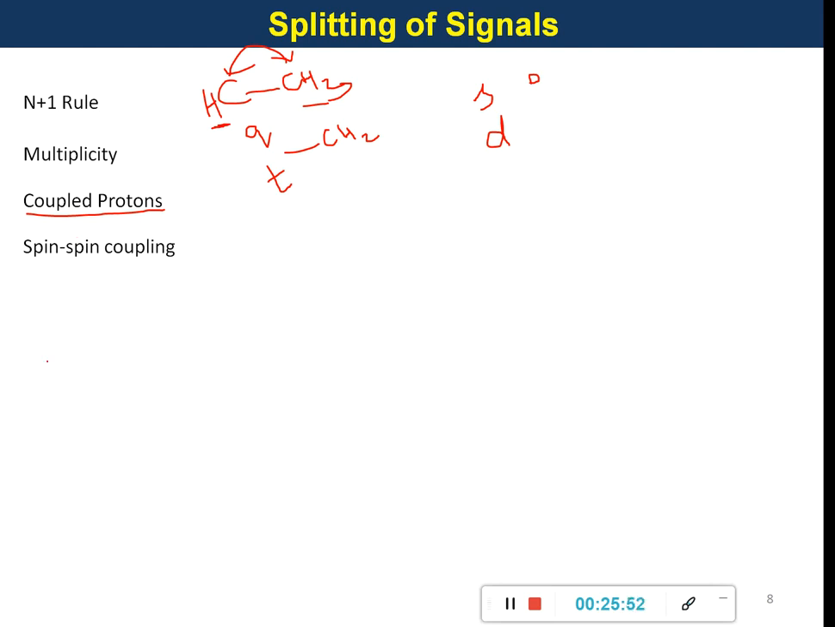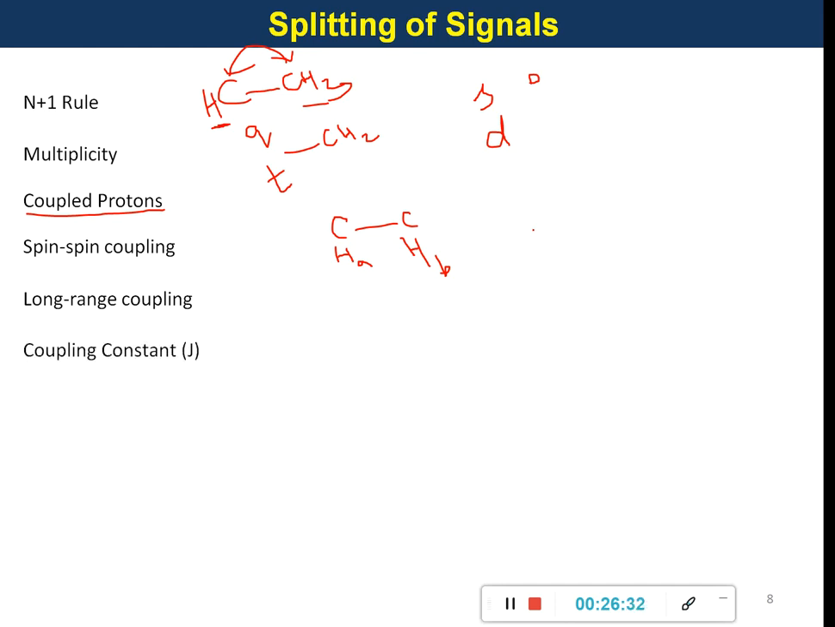Spin-spin coupling. Different kinds of protons are close enough for their magnetic fields to influence each other. The spin of one nucleus influences the spin of another nucleus. That is called spin-spin coupling. This is possible when both are close enough. Even sometimes it happens when they are separated by more than 3 bonds. That is called long range coupling. Due to this, sometimes a small splitting will be observed.